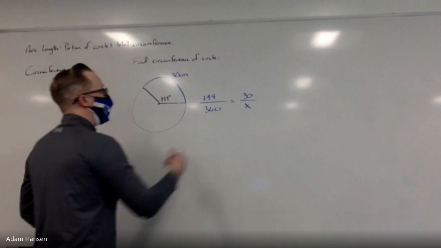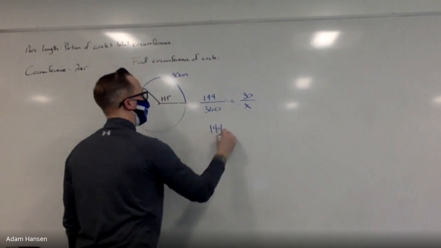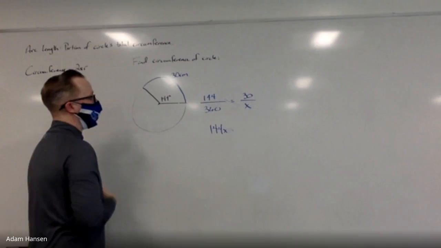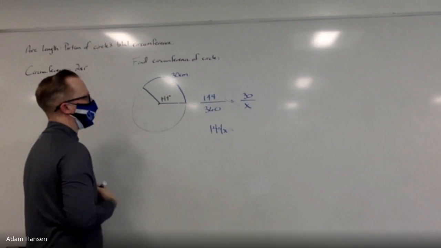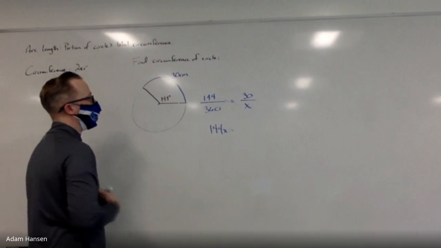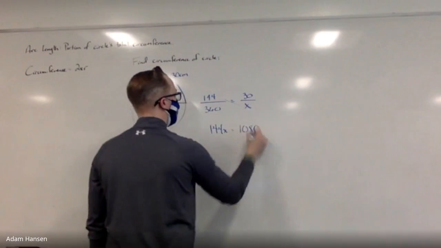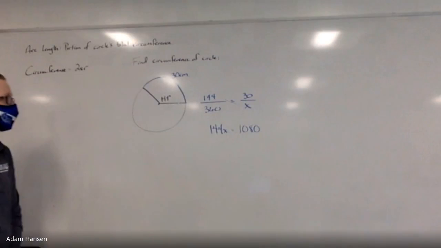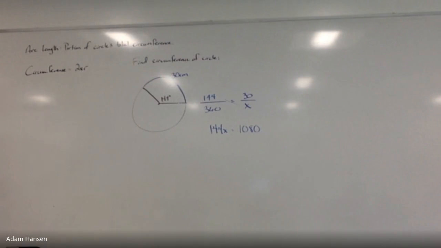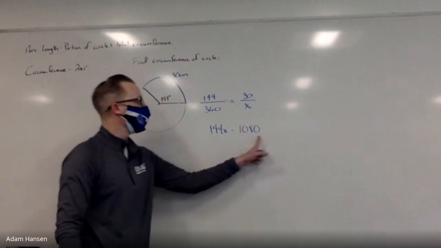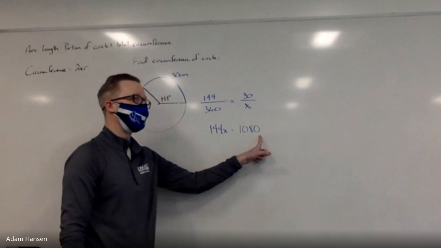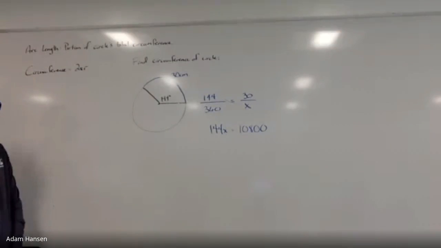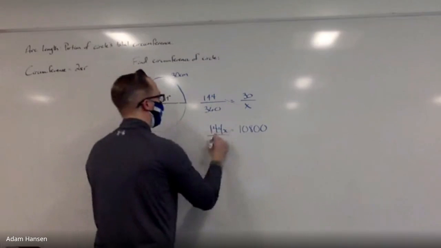Cross multiply. x times 144, 30 times 360. 3 times 36 is 108, and just put one more zero. It's 10,800. I think it's 1 too many zeros. No, because it's 30 times 360. You're right. Then divide by 144.